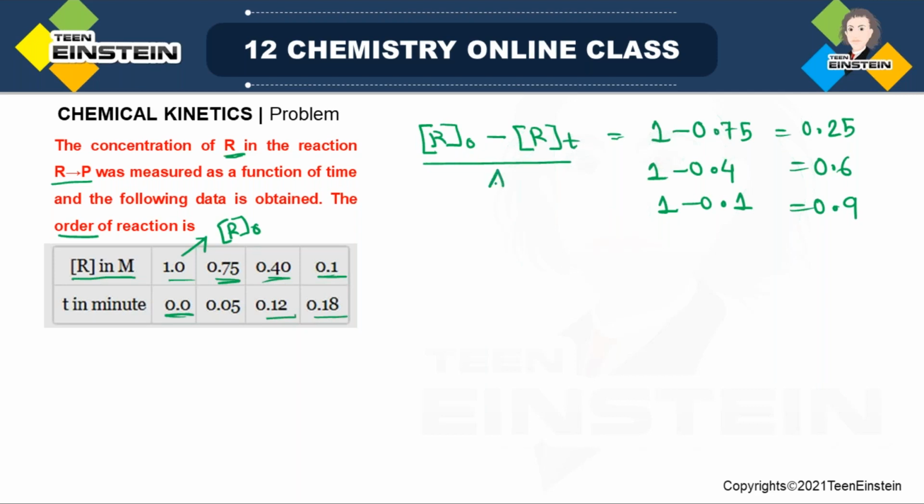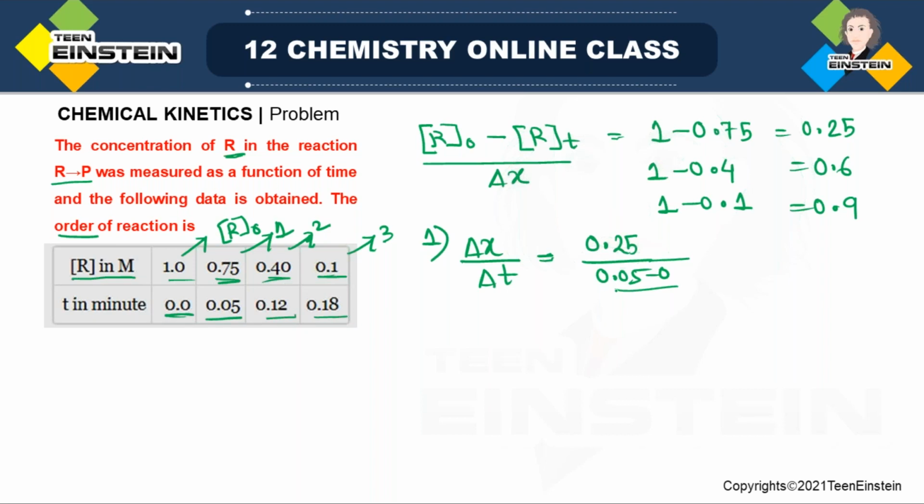Now this value, if I consider x, so del x divided by del t. For the first observation, that is observation number 1, this is number 2, this is number 3. For 1, del x is 0.25 and del t is 0.05 minus 0, because initially it is time 0. So it is nothing but this direct value 0.05. So this value is 5 after calculation.